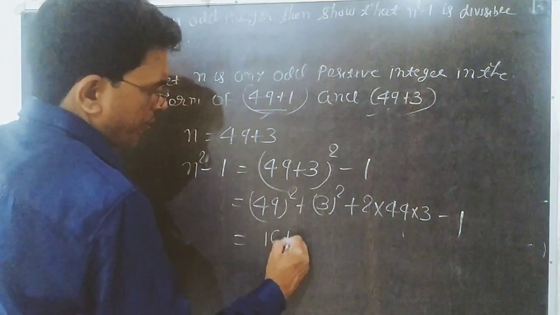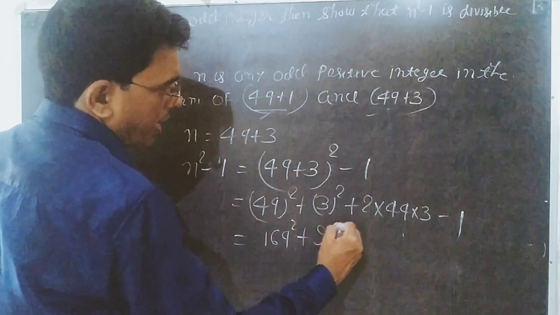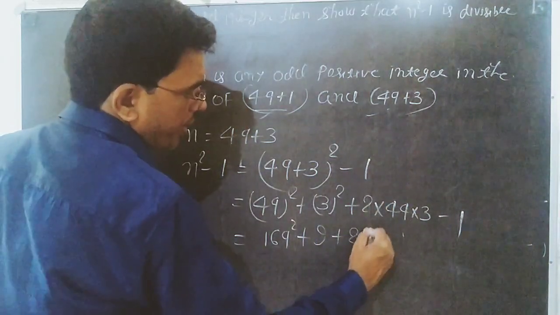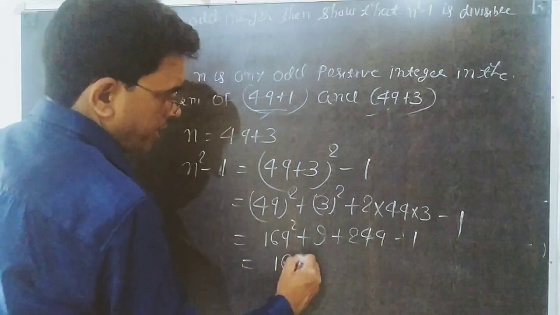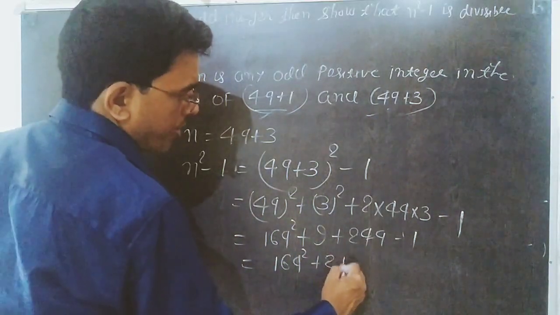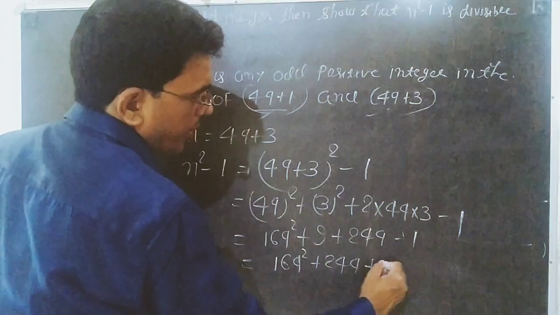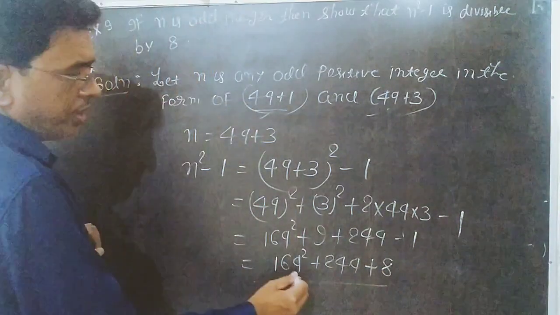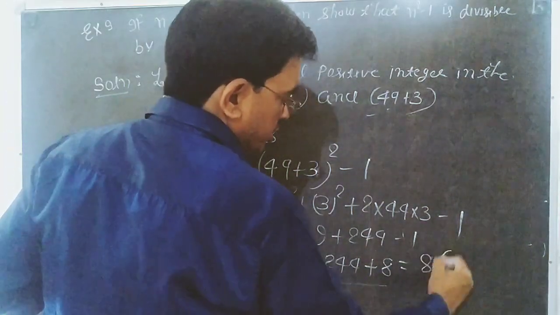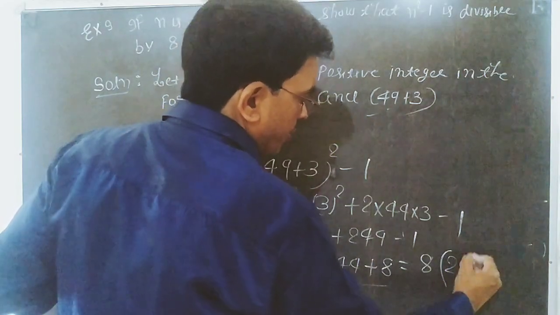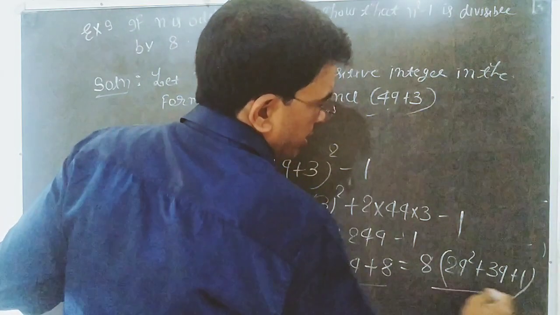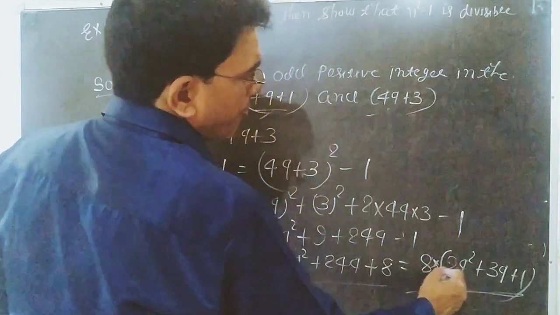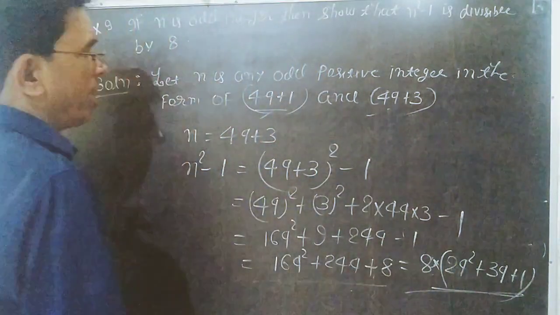It is 16q square plus 9 plus 24q minus 1. Then it is 16q square plus 24q plus 8. Now find out 8 is the common. So 8 is the common, then you get 2q square plus 3q plus 1. Then it is clear, it is a multiple of 8. So it is divisible by 8.